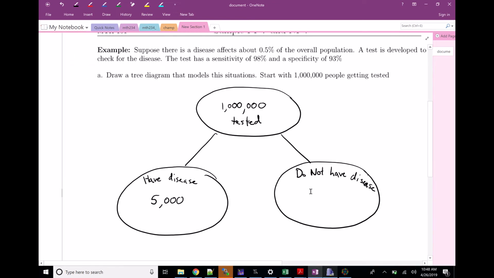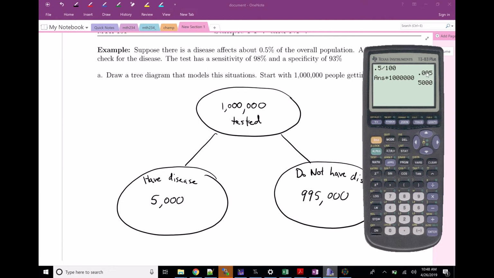Oops. All right, so therefore the people who do not have the disease, well, that should be everyone else. So this should be 995,000 people who would not have the disease. But let's go ahead and double check this really quick. Because the way that I got this was that I knew that it needed to add up to 1 million people, right? They either have the disease or they don't have the disease.